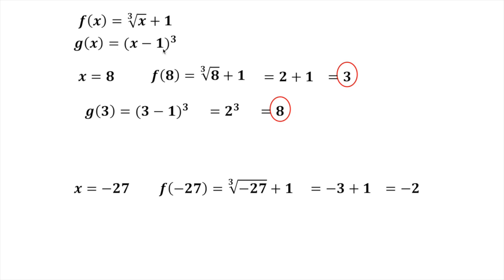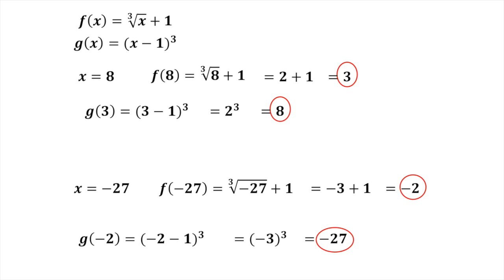Well, if this one here is my inverse, then I ought to be able to switch these two. This should be able to become the input, and that would be my output. So let's try that. The input of -2 here, I'm plugging that into this one. -2 minus 1 is -3. Cubed is -27. So that worked as well.